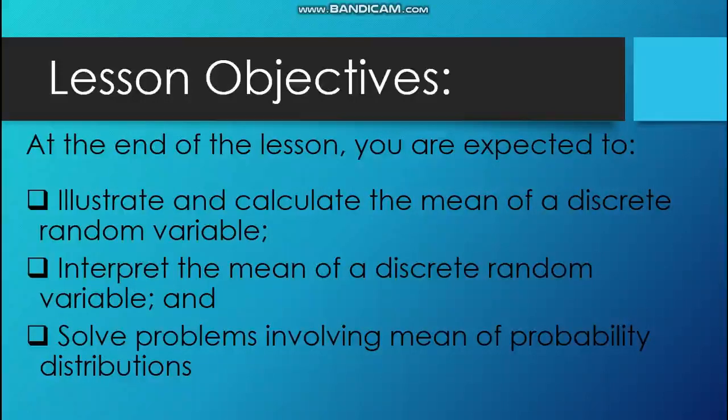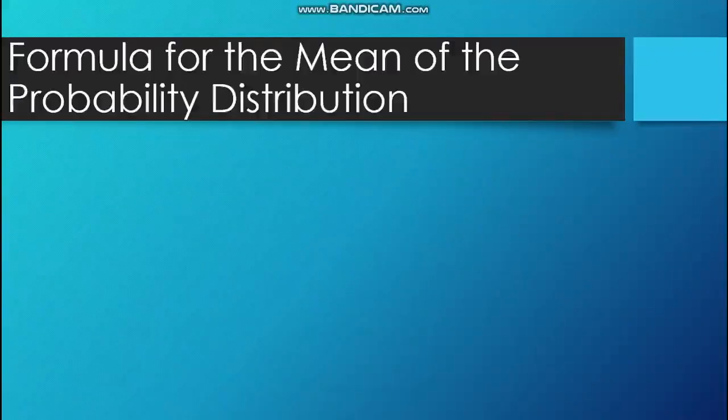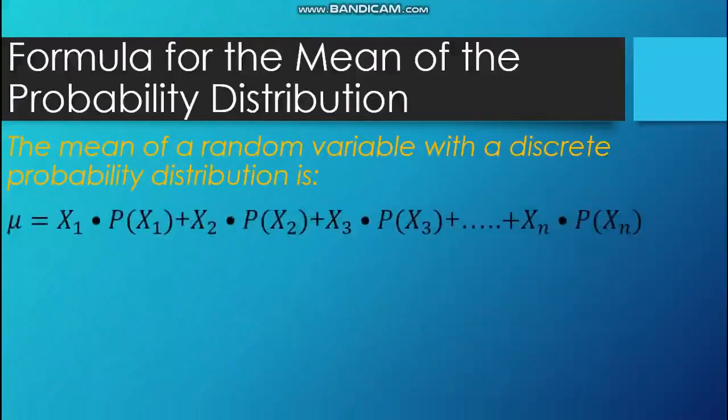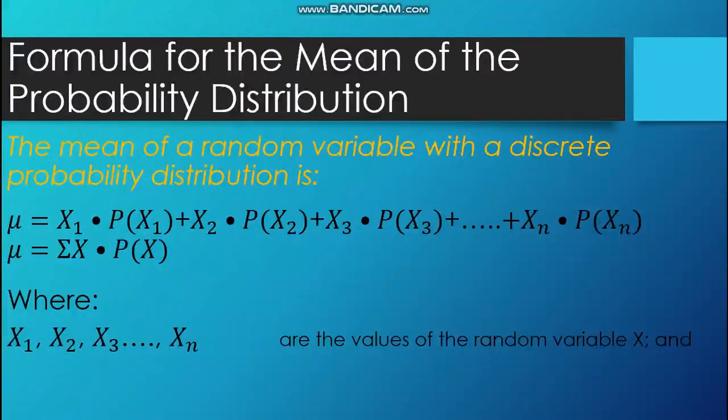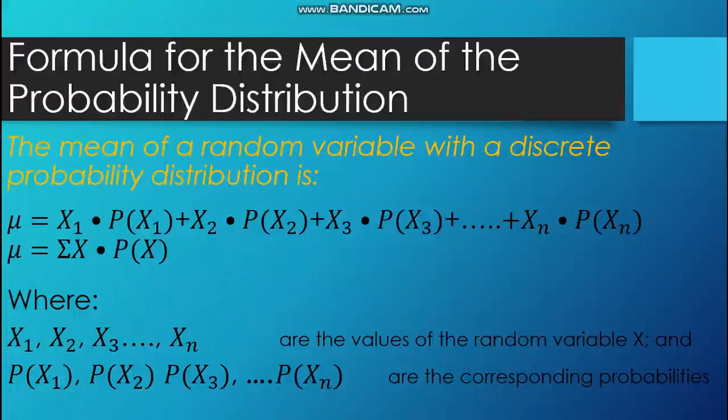And the formula that we're going to use in finding the mean of a discrete probability distribution is this one. We have x sub 1 times probability of x sub 1 plus x sub 2 times probability of x sub 2, etc., until x sub n times probability of x sub n. Or we can use the formula that is simply the summation of x times the probability of x, where x is our values of the random variable x, and probability of x sub 1, x sub 2, x sub 3, x sub n, ito yung mga corresponding probabilities niya.